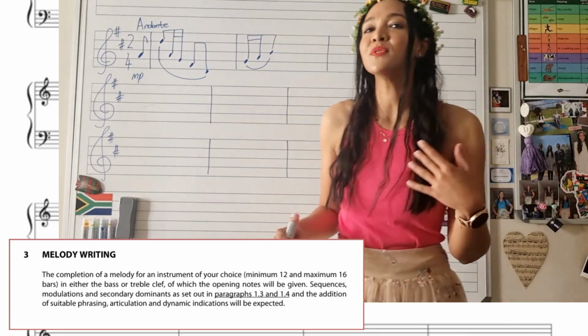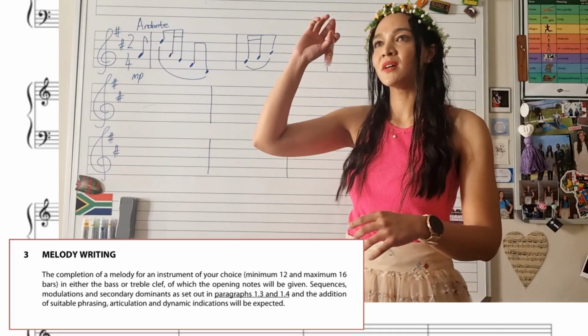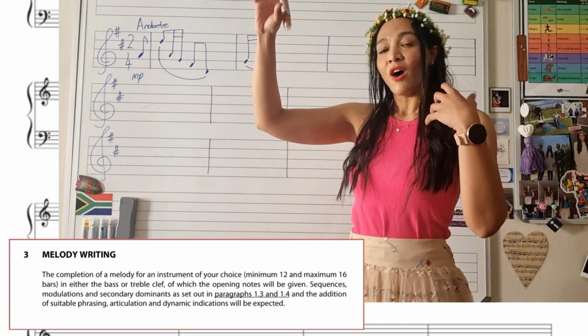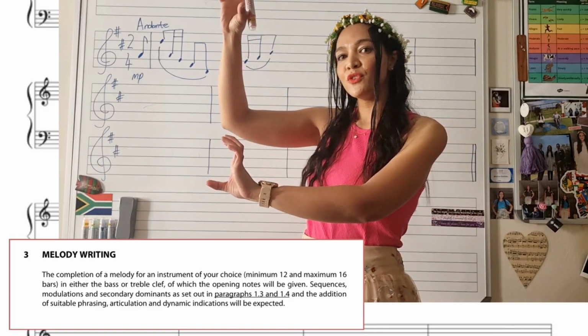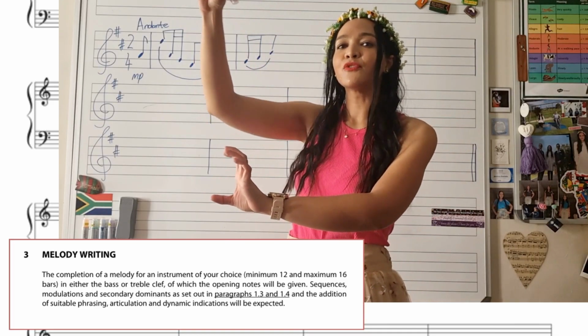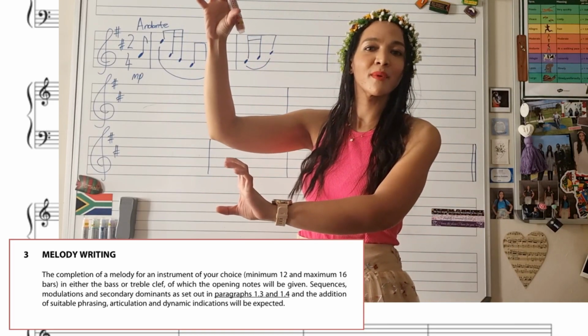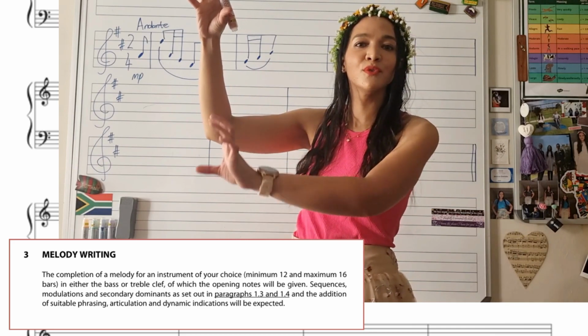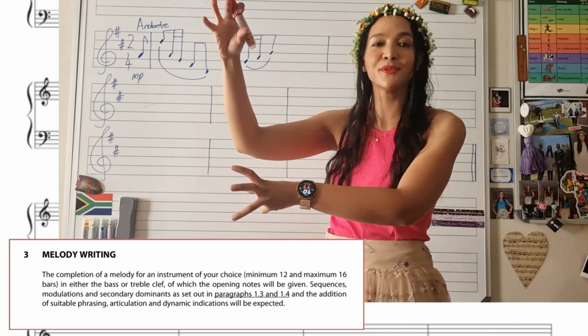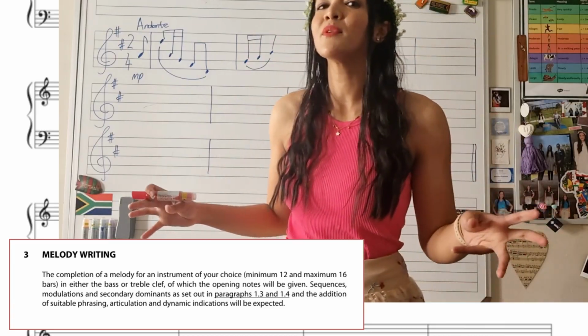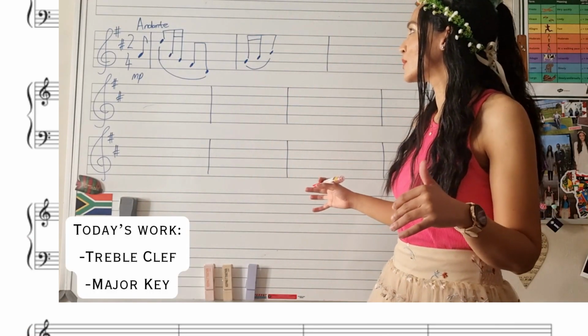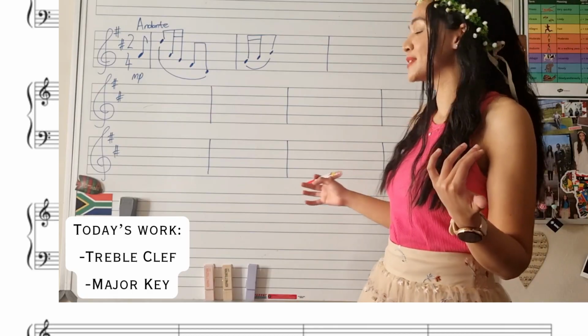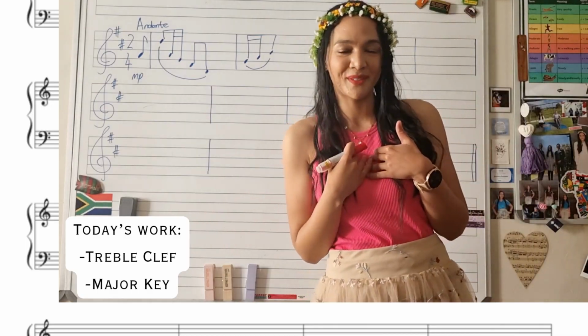We also need to choose an instrument. Of course there will be a treble clef option and a bass clef option. If you want to write for violin or flute or oboe, you do so in the treble clef, or if you want to write for bassoon, cello, double bass, you do so in the bass clef. Today we'll be looking specifically at a treble clef example, and I'm just going to say that we're composing it for recorder because that's what I'm going to play it on today.